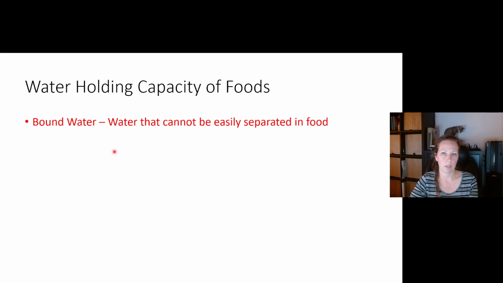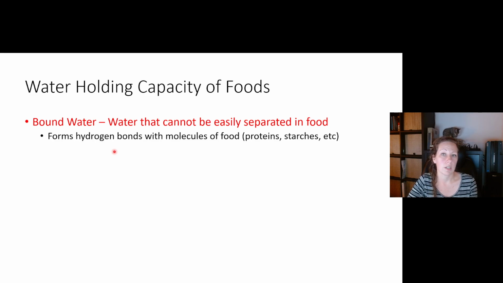The water content in foods can be divided into two main parts. First we have bound water. Now, note this is red. I've changed the definition. Use this definition and not the one in your book. Bound water is water that cannot be easily separated in food, essentially because it has formed hydrogen bonds with the molecules of food, especially proteins and starches.